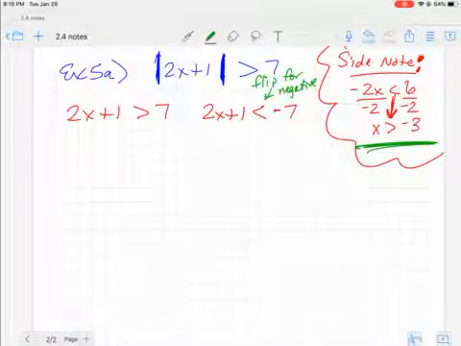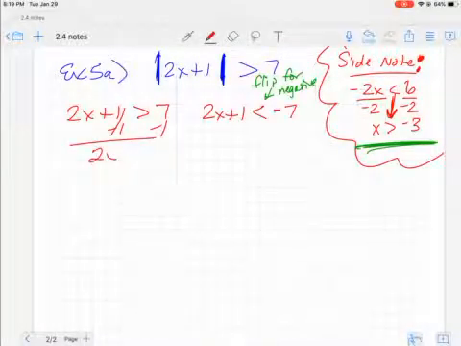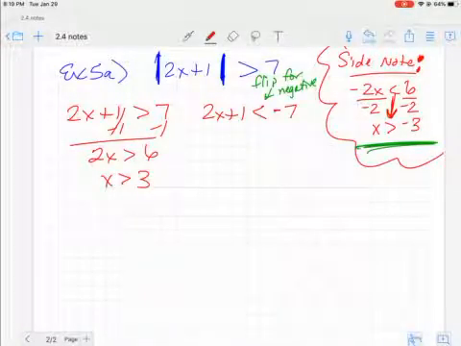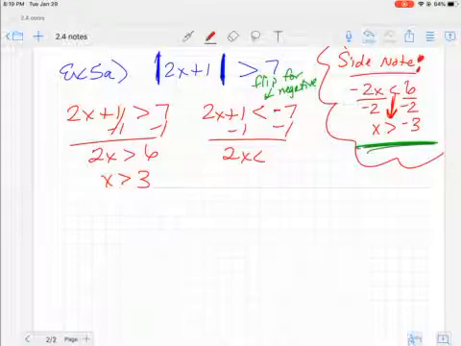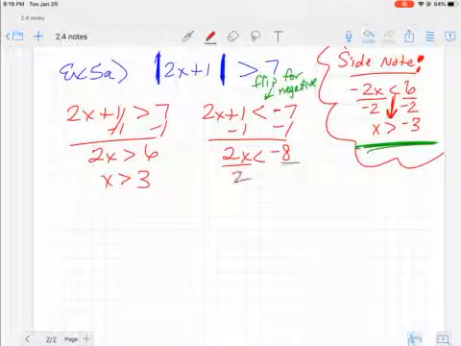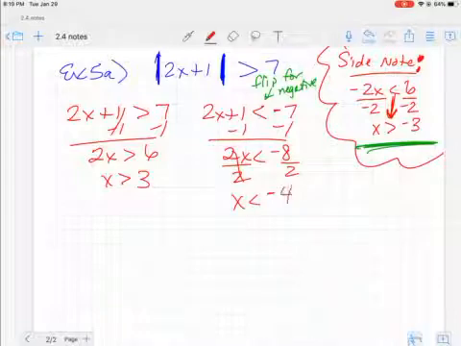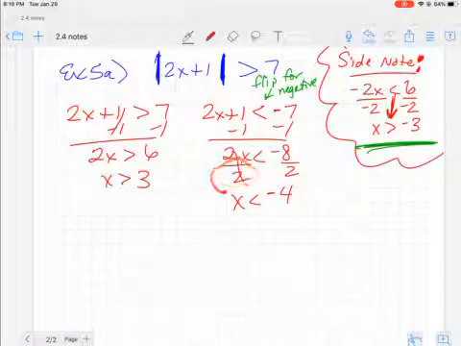Now solve. I'm going to subtract 1 again. We've already done this, so we should be good with it. Divide by 2. X is greater than 3. When I come over to this other side, I'm going to subtract 1 from both sides. 2x is now less than negative 8. When I divide by 2, x is now less than negative 4. Here, I divided by a 2. As long as it's not negative, your sign stays the same. When you start looking at something that's negative, that's when your sign is different.